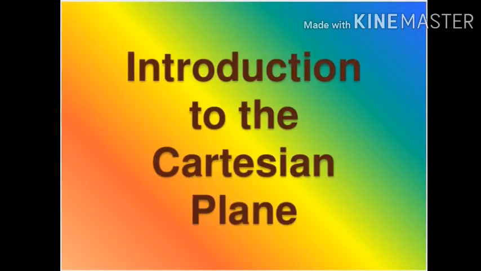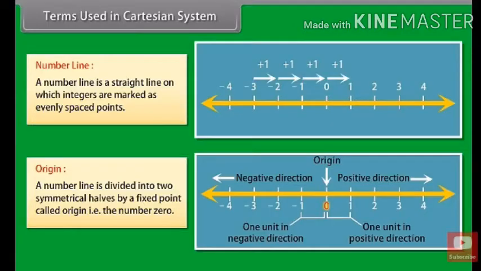Introduction to the Cartesian plane. Terms used in the Cartesian plane. Number line: a number line is a straight line on which integers are marked as evenly spaced points. Origin: a number line is divided into two symmetrical arcs by a fixed point called the origin, that is, the number 0.